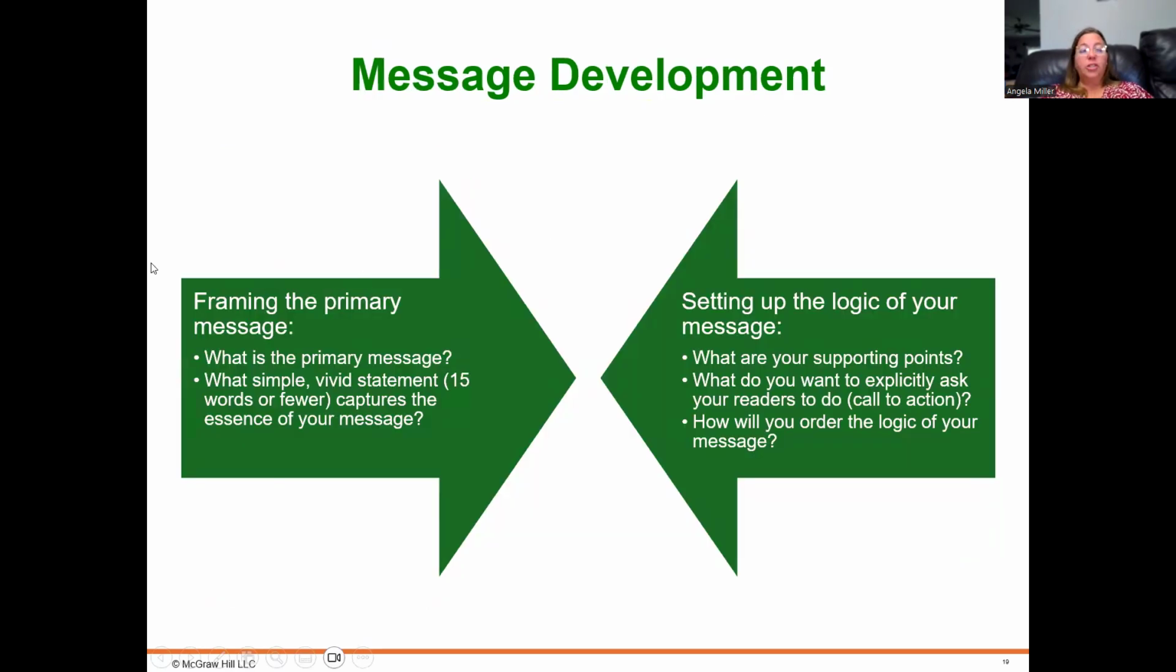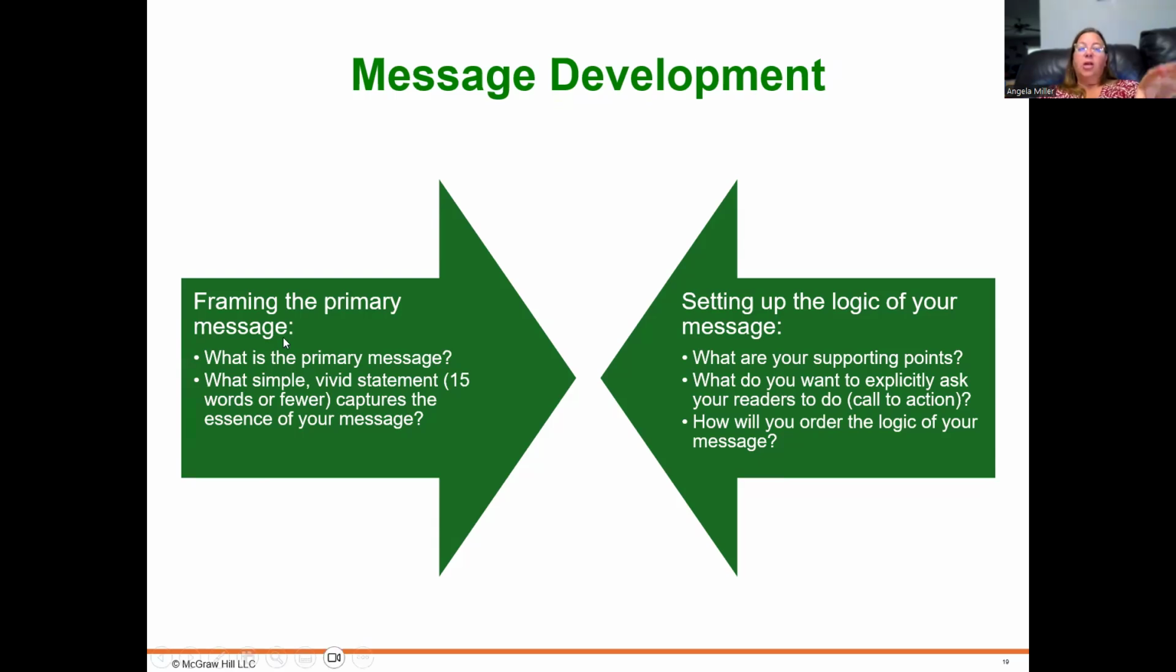All right. So with message development, the first thing is that we are going to frame the priority message. What is the primary message? What simple, vivid statement captures the essence of what your message is, right? I know and you know that there are people who can talk for days and days and days about one simple concept, giving you every single detail. But what if you had to take all of that information and put it into 1 to 2 sentences?